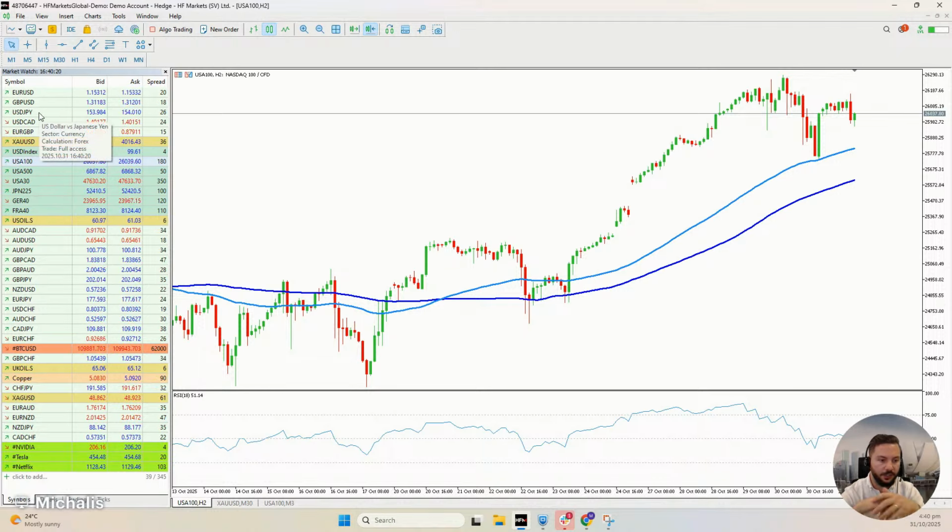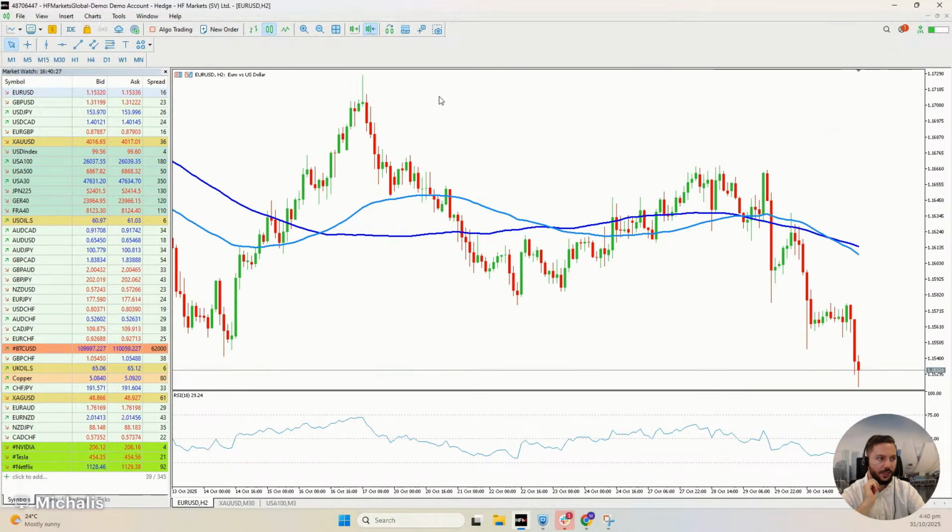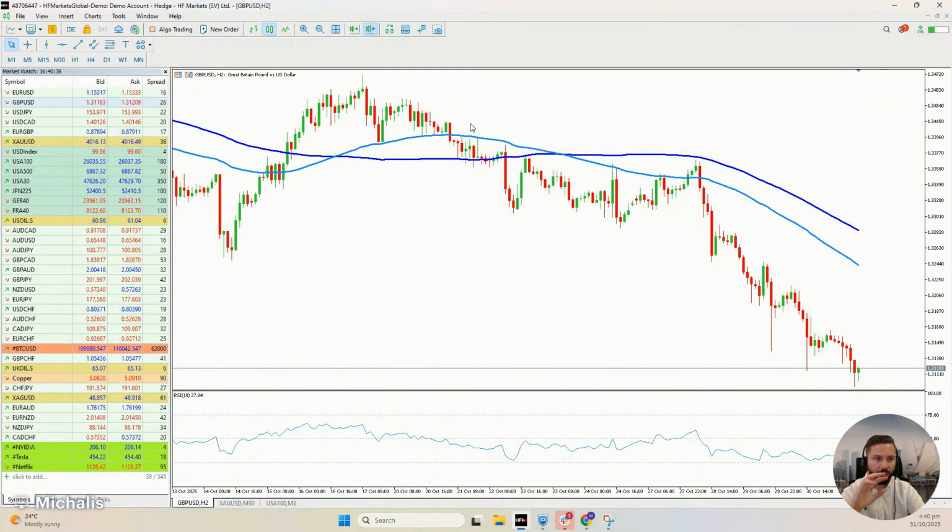Now, if we're going to look at currency pairs, of course, there's advantages to looking at the euro against the US dollar because it's one of the worst performing currencies against the best performing currency of the week. Same thing applies to the pound against the US dollar as well. We can see that here as well. Lots of downward price movement.